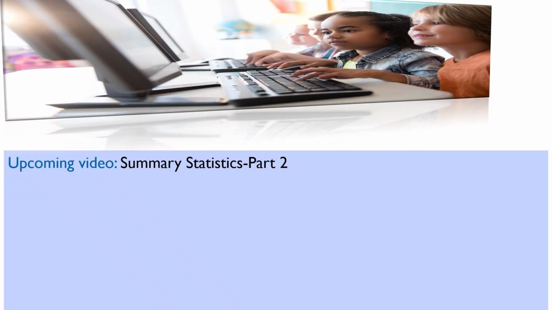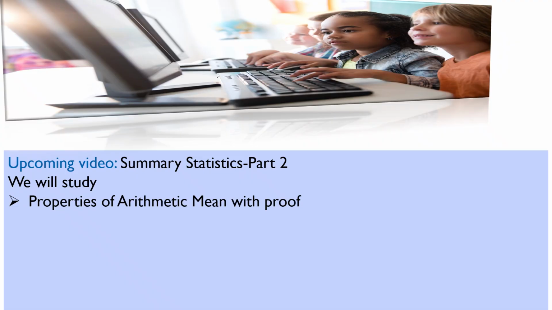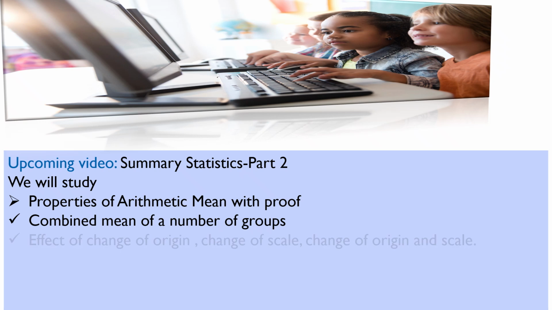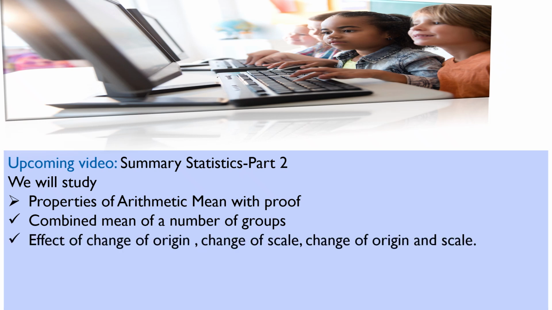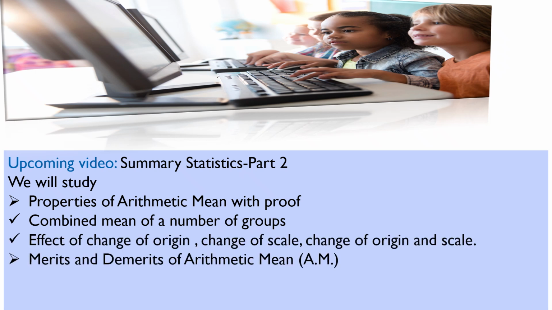In the upcoming video, we will study Summary Statistics Part 2, where we will discuss properties of arithmetic mean with proof of combined mean of number of groups and effect of change of origin and scale. Also, we will see merits and demerits of arithmetic mean with limitations and its application.